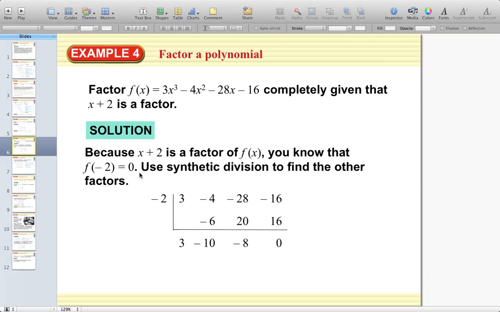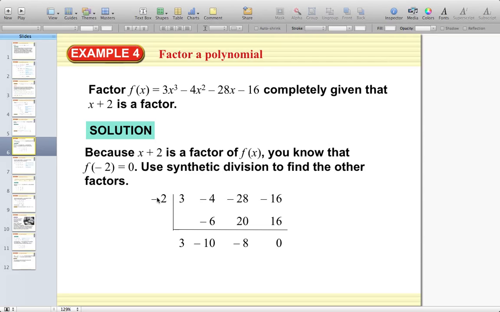So we're going to factor this polynomial. And we know already going into it that x plus 2 is a factor. So we have this polynomial function and we want to factor it. And we already know that we have this as one of the solutions. So because x plus 2 is a factor, we know that f of negative 2 equals 0. So we're going to use synthetic division to find the other factors.